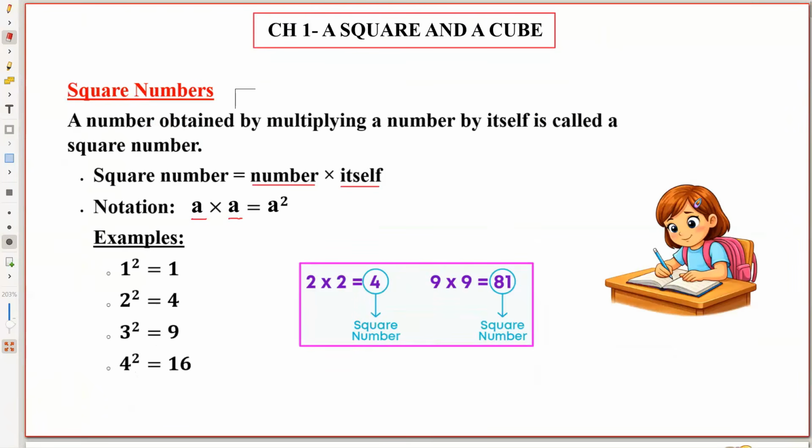Let's start today's revision session on chapter number 1, square and cube. In the previous class we had a short revision on square and cube. In case you have missed it, kindly refer to the video. Today we'll go on to the next concept, cube and cube root.